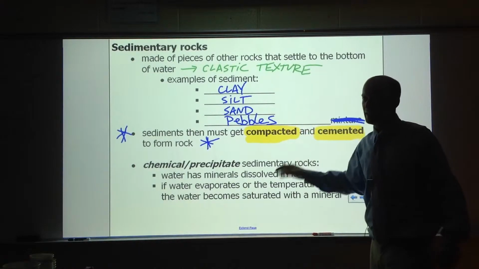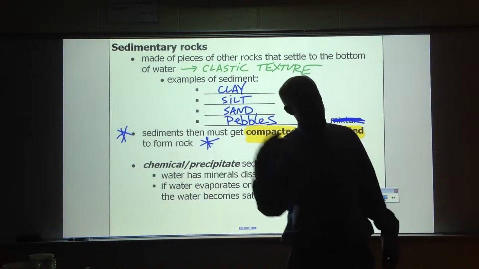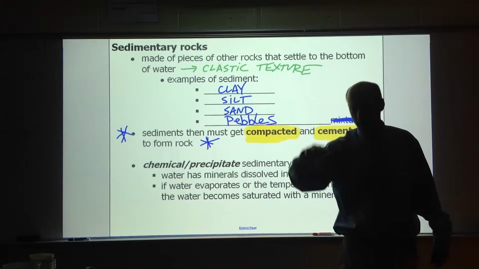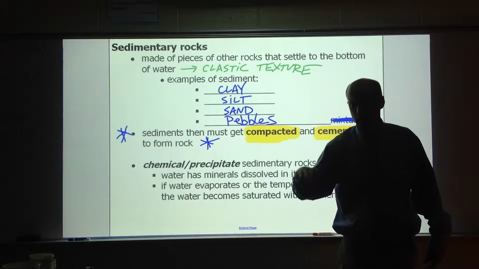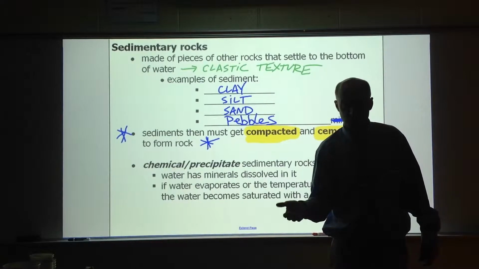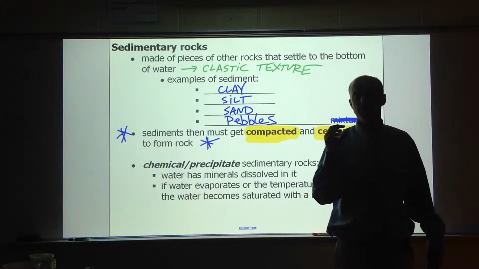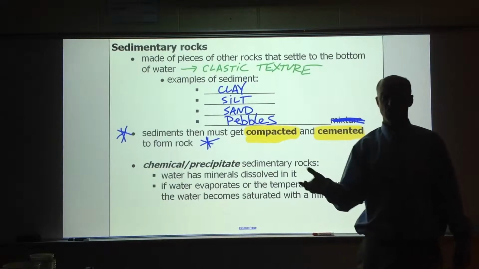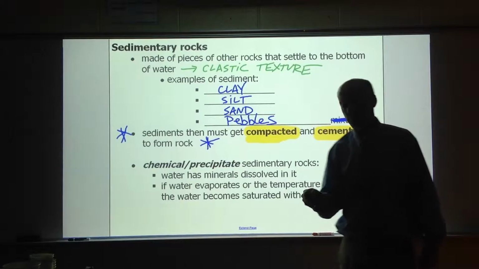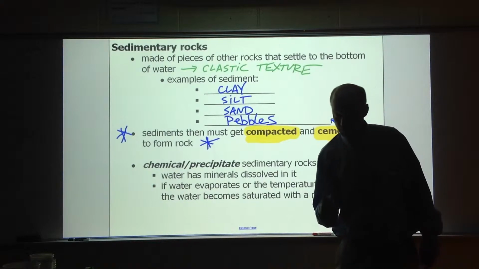Once they end up in the water, like I just showed, they will settle down on the bottom of that water. Think of mud. It's just mud on the bottom of the ocean. It's just loose mud. For it to become a rock, in that case it would be shale, the rock that it would form, two things need to happen to it.